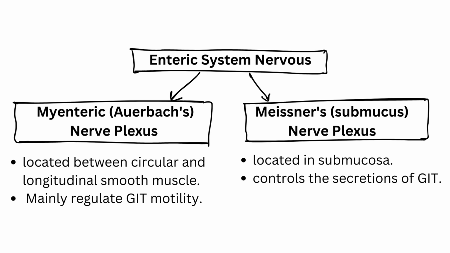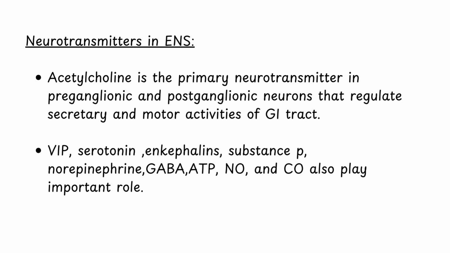Then we can write about the two types, myenteric and Meissner's plexus, and where they are located, and what is its function. Like the myenteric mainly regulates GIT motility, whereas Meissner's controls the secretions. Then we can write about the neurotransmitters in the enteric nervous system. Acetylcholine is the main neurotransmitter. The others are VIP, serotonin, substance P, and so on, which we can write.